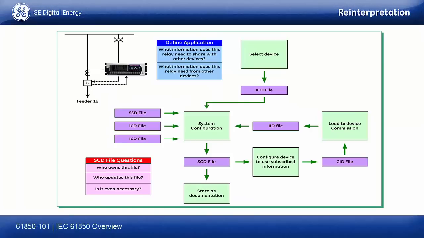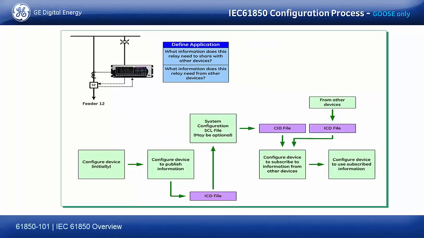This becomes important when I'm doing a complete substation with automation, HMIs, control, and everything. Now, if I'm just doing things that are simple, like GOOSE messaging only, particularly in small substations, which is a lot of what we do in protection, I can skip a lot of that, right?